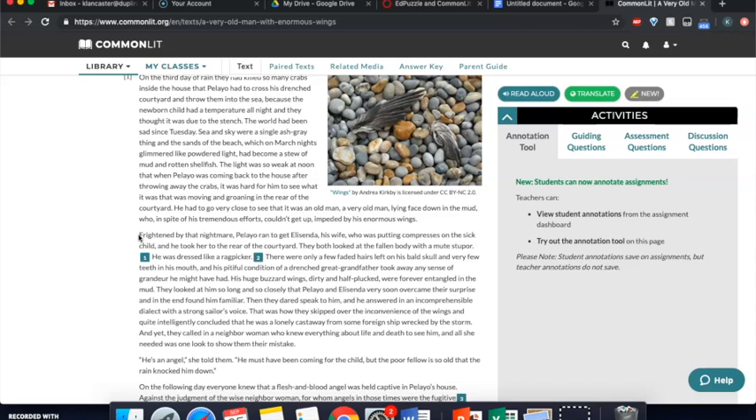Frightened by that nightmare, Pelayo ran to get Elisenda, his wife, who was putting compresses on the sick child, and he took her to the rear of the courtyard.